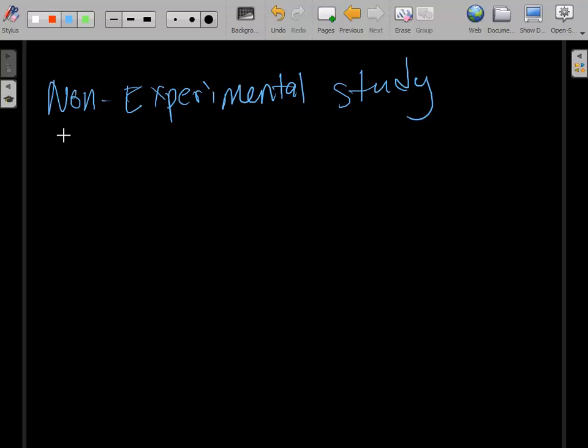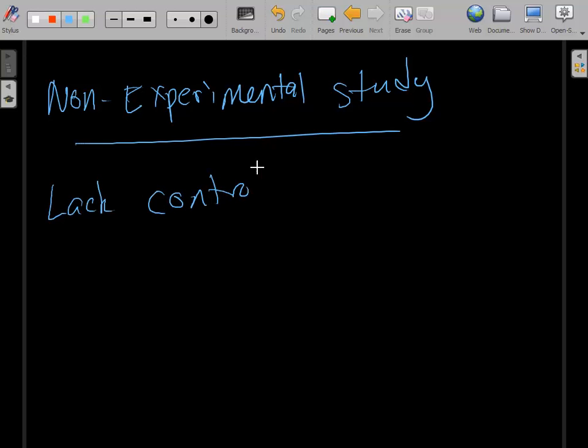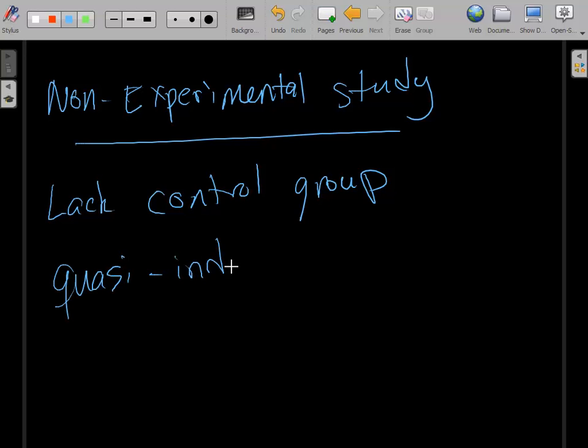So in these non-experimental studies, we often lack a control group, or we're lacking the idea of a manipulation, and that would be the case of a survey. We lack a control group, but in either case we do have multiple groups, and we can manipulate something, and that thing that we manipulate is known as the quasi-independent variable.